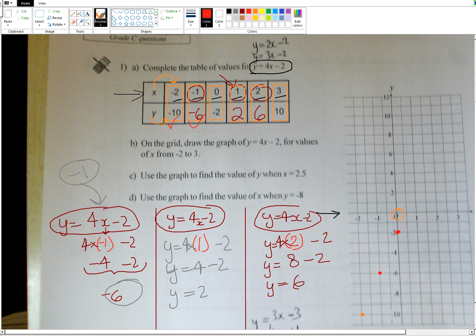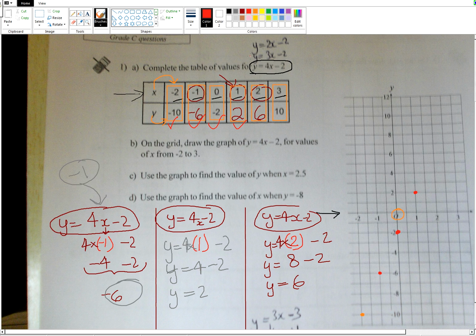Lovely. The next one is 1, 2. When x is 1, y is 2. What I'll do for this one, I'll just show you. So when x is 1, y is 2, and that's where the coordinate goes. I'm going to get rid of these lines now, because they're going to interfere with the next question. Okay, so that goes here.